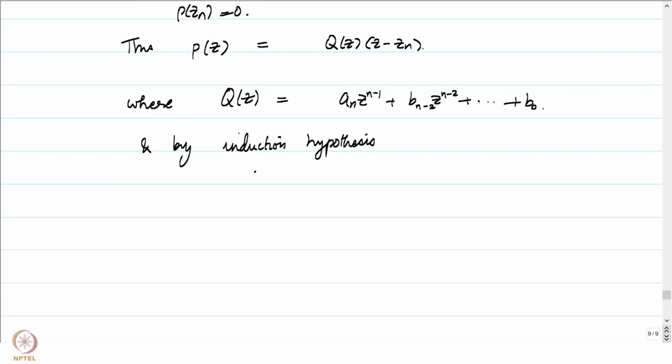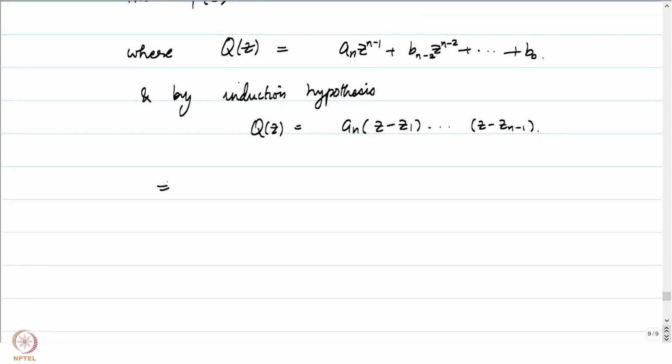So the a n will be preserved here, and by the induction hypothesis, q of z is going to be equal to a n times z minus z1 all the way up to z minus Zn minus 1, because it has degree n minus 1, and for all polynomials of degree n minus 1, by induction hypothesis, we have assumed that we already have an expression of this type. This implies that p of z is equal to a n times z minus z1 times z minus z2 up to z minus zn, and that's precisely what we had set out to prove.